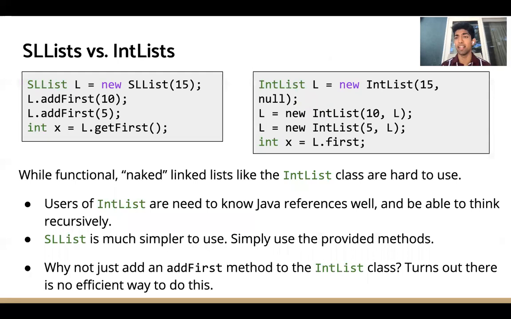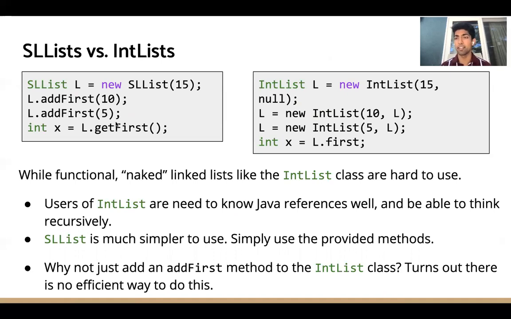On the other hand, when we look at the int list, it's a bit more tedious to achieve that same result, right? I have to create an int list L that's equal to a new int list. And then, yeah, it's messy. It's not easy to code versus the code on the left-hand side.